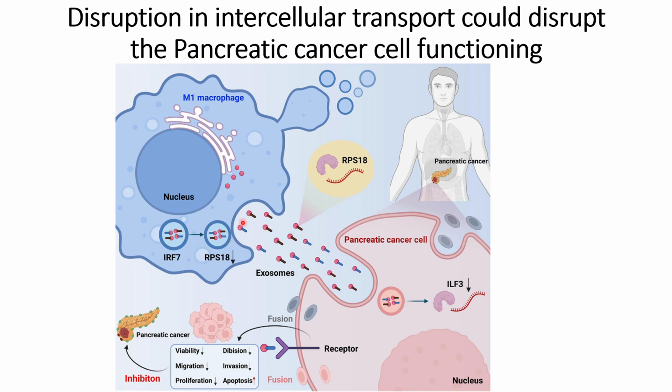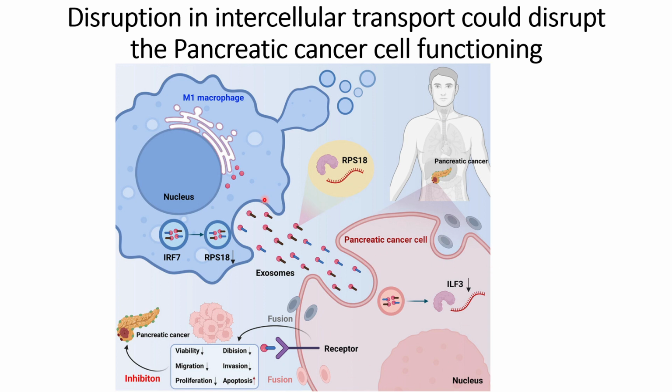What RPS18 does is, RPS18 is transported using exosomes in the tumor microenvironment, and it helps in maintaining the lipid metabolism of the pancreatic cancer cells.